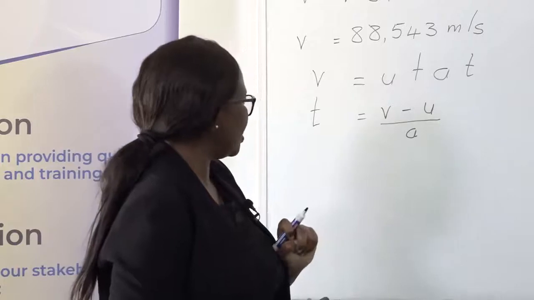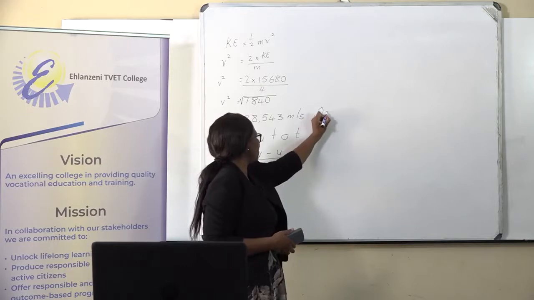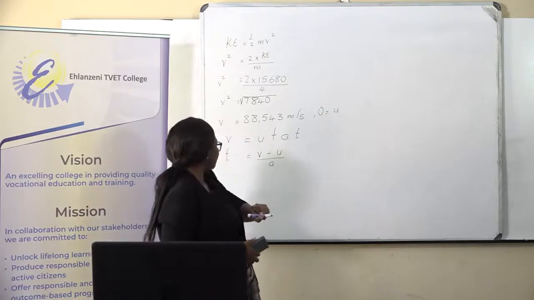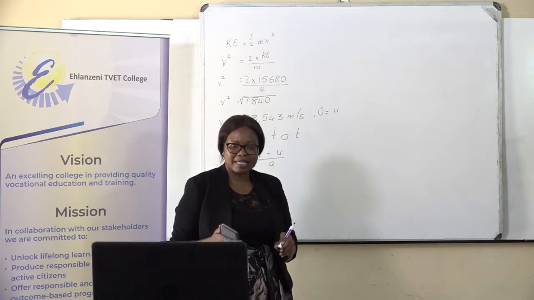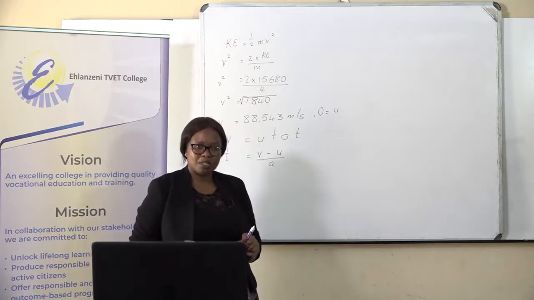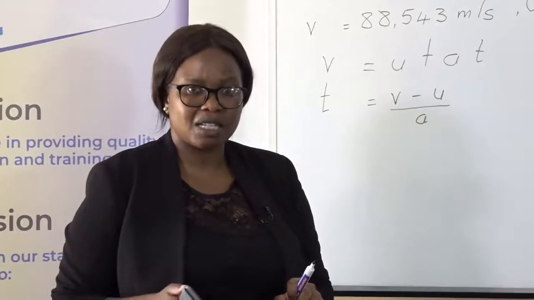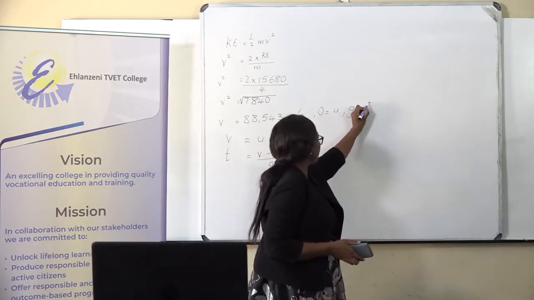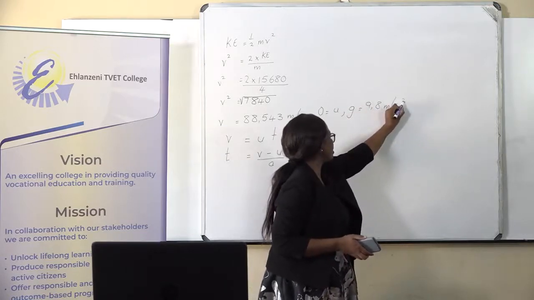Do we have initial velocity? Initial velocity is 0. Let's put it here so that we easily remember. And do we have the acceleration? Remember, this question says calculate the time it will take the stone to reach the bottom. When it's going to the bottom, our gravitational acceleration we are going to use is 9,8 meters per second squared.